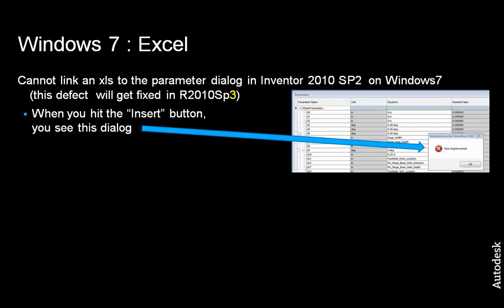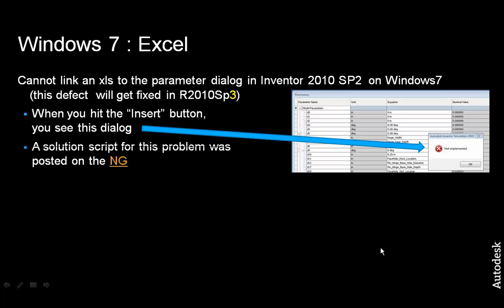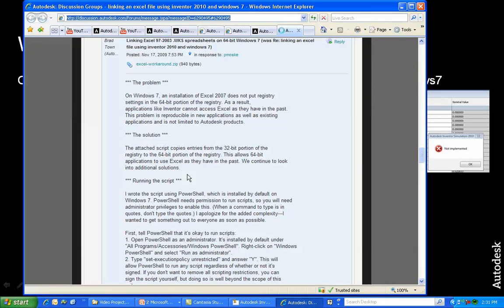The phenomenon that you will see is that when you hit the insert button in order to link the spreadsheet to the parameter dialog, you see something coming up that says not implemented. That is typically a sign of this problem. We posted a solution script for the problem on the news group via one of our programmers, and I'll show you the news group posting. It's also hyperlinked to this presentation, so feel free to go there.